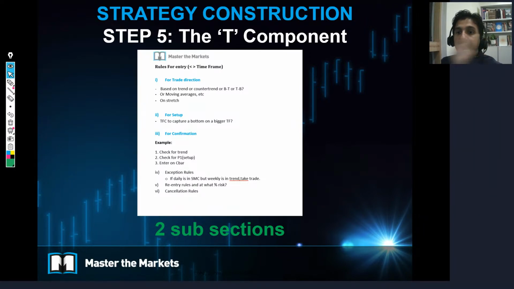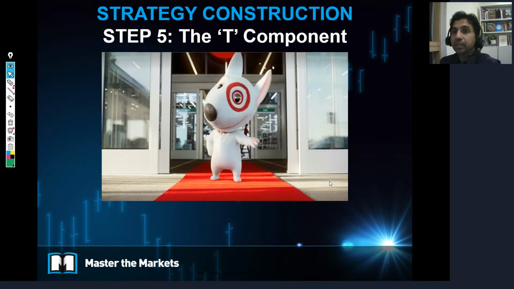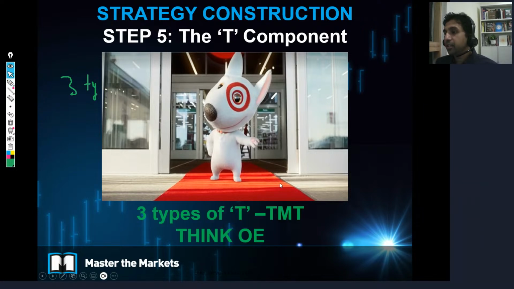The other thing then, traders, is that you have to also think about in terms of the T component, the target component, how you're going to write the rules in terms of the 3 different types of target. What do I mean by that? Let's look through this, right? The 3 types of target are very similar to the stop loss things we talked about.